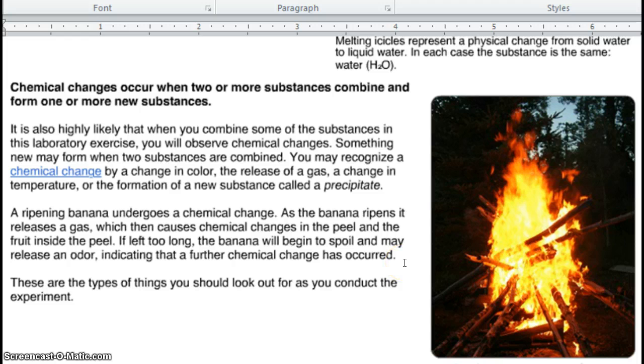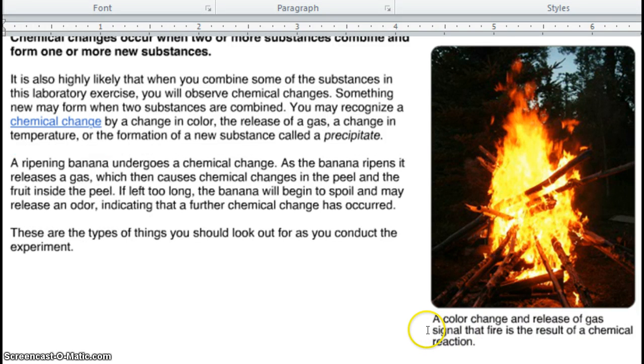A ripening banana undergoes a chemical change. As the banana ripens, it releases a gas, which then causes chemical changes in the peel and the fruit inside the peel. If left too long, the banana will begin to spoil and may release an odor, indicating that another chemical change has occurred. These types of things you should look out for as you conduct the experiment. Color change usually is chemical. Not always, there are a couple of exceptions, but color change is usually chemical. The release of gas, whether it's smoke or bubbles, is definitely the result of a chemical reaction.